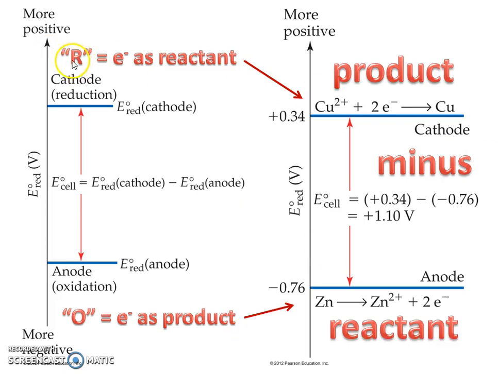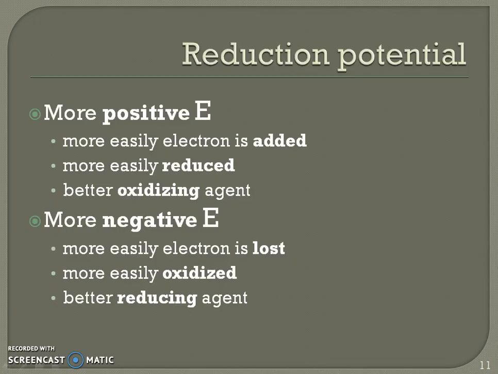So again, the R here is really for reduction. What's happening here is reduction, the electron as a reactant. Here, in the oxidation part, the electrons are the product. So again, something to think about, product minus reactant, and then you get your value.